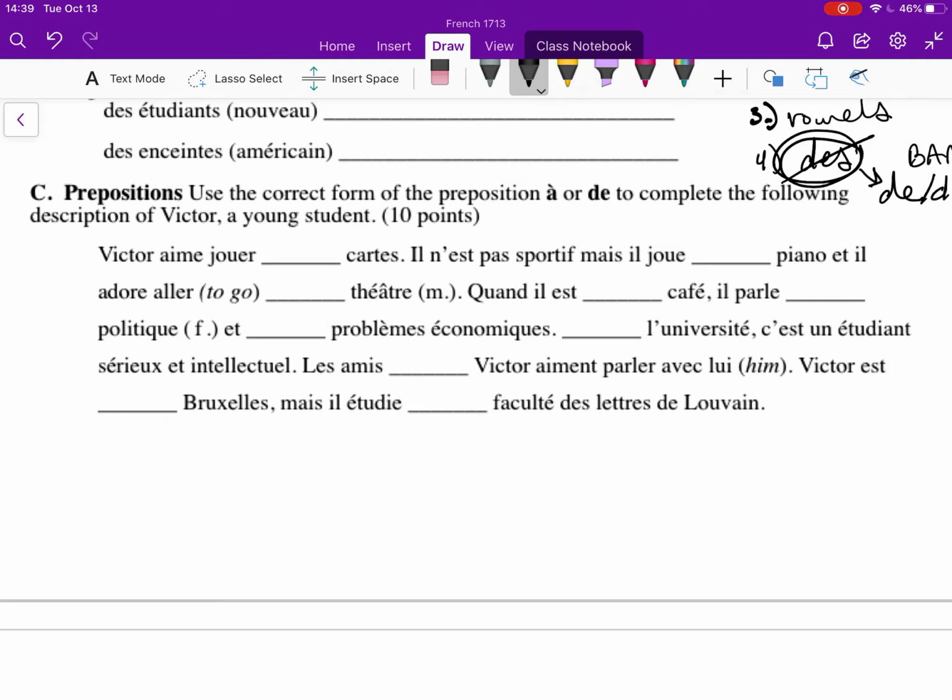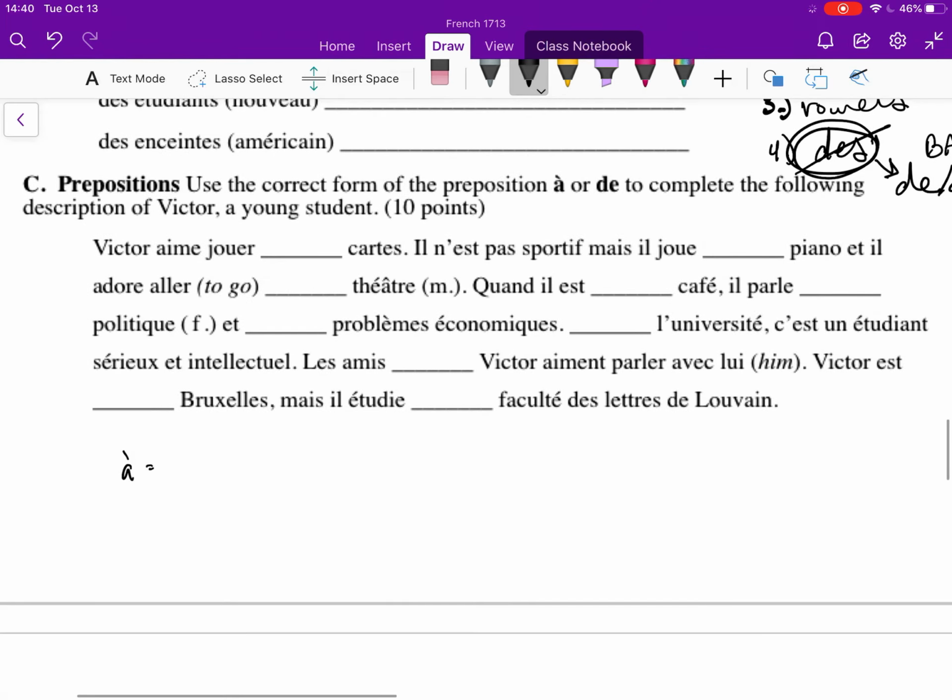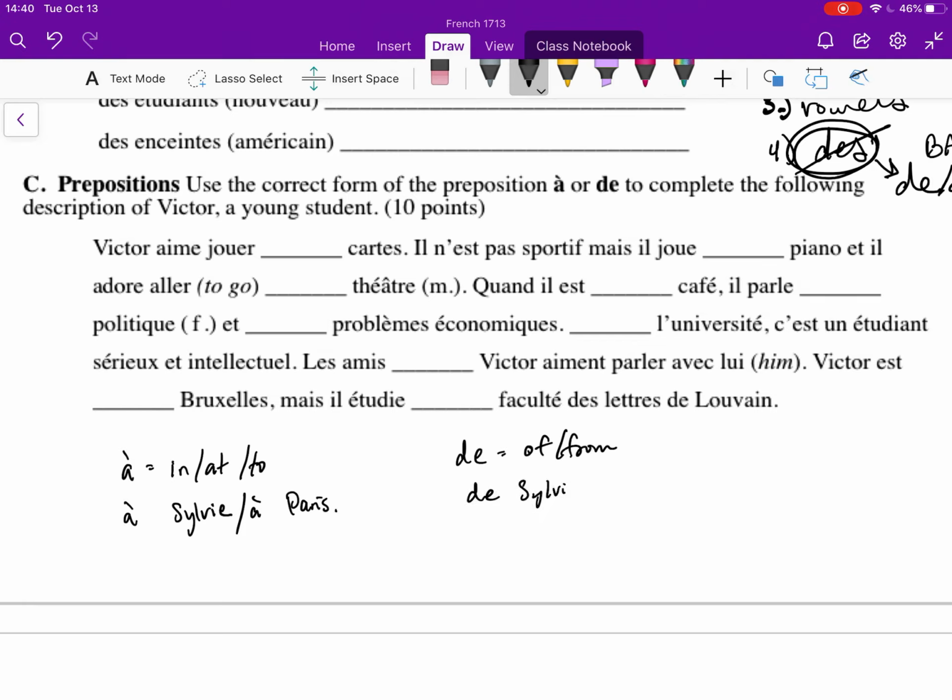Prepositions. Use the correct form of the preposition à or de to complete the following description of Victor, a young student. Reminder on this. À means in, at, or to. Oftentimes we know that we're supposed to be using à versus de simply because of the translation. De means of or from. When I'm using à plus a proper noun, let's see, à Sylvie, or à Paris, I don't have to worry about it. Same thing with de Sylvie or de Paris.